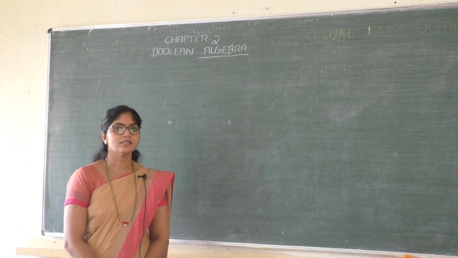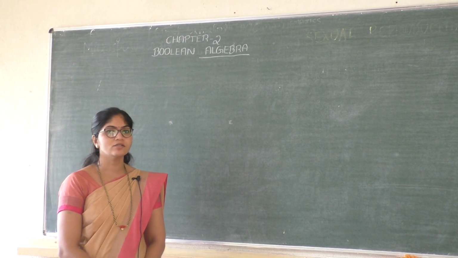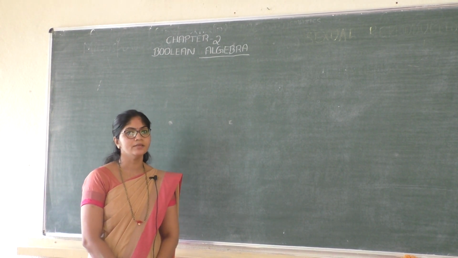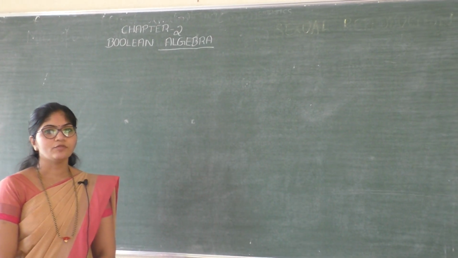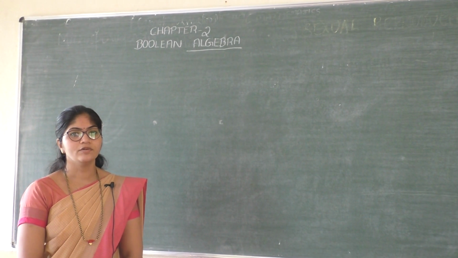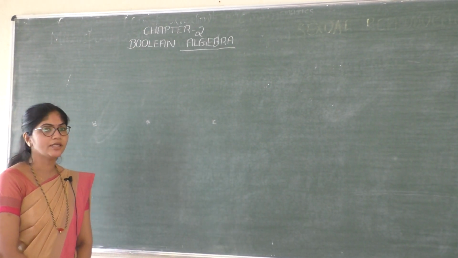Dear students, in the last class we were discussing K-map. K-map is made up of squares. Each square in the K-map represents either minterm or maxterm. Under K-map you will study sum of product reduction and product of sum reduction. We shall continue sum of product reduction using K-map.